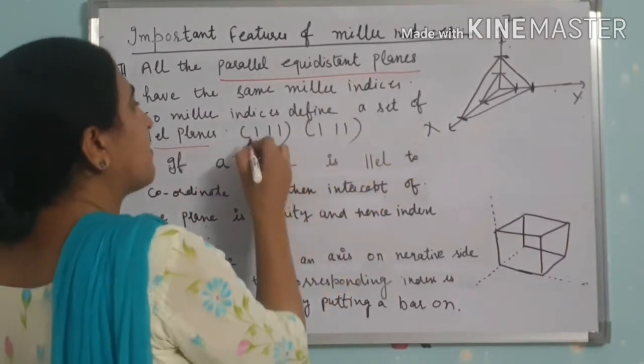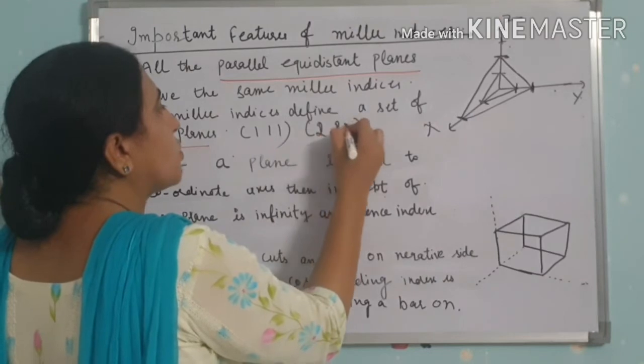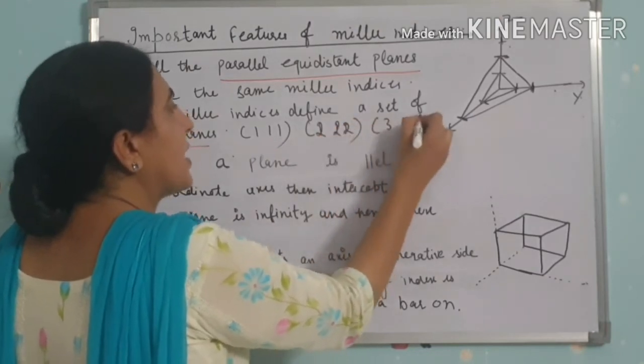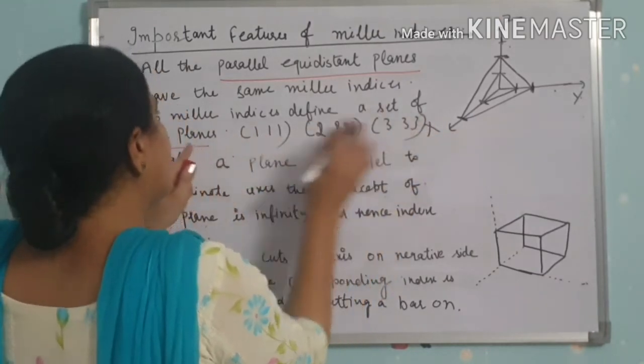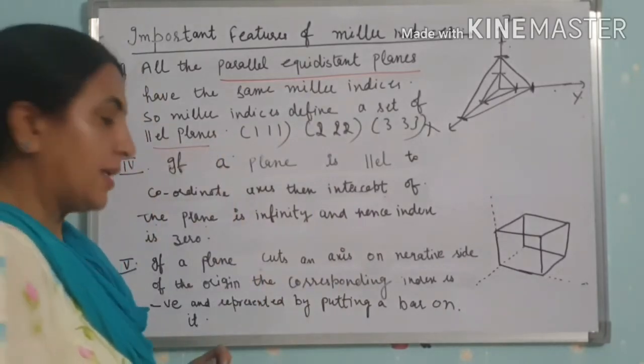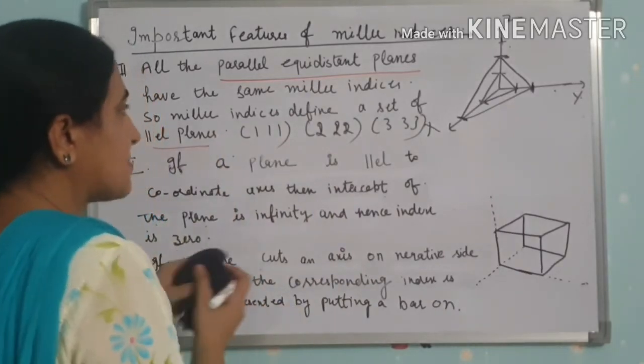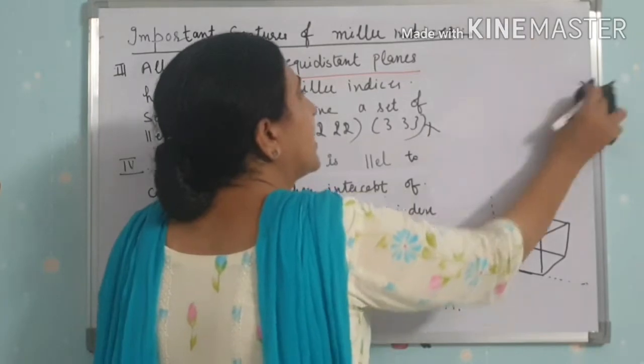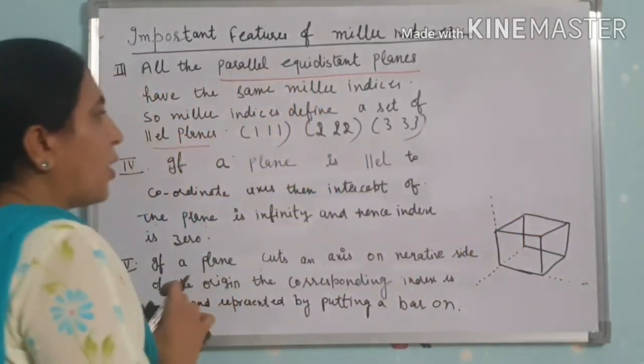Or also we can say 1, 1, 1. If it here is 2, 2, 2, here is 3, 3, 3, they represent the same set of parallel planes. Clear? Then this is very important. And the next point is very, very important.